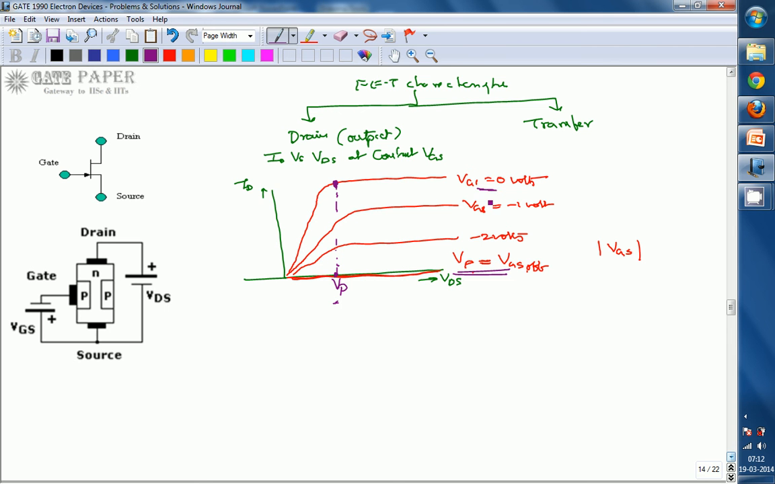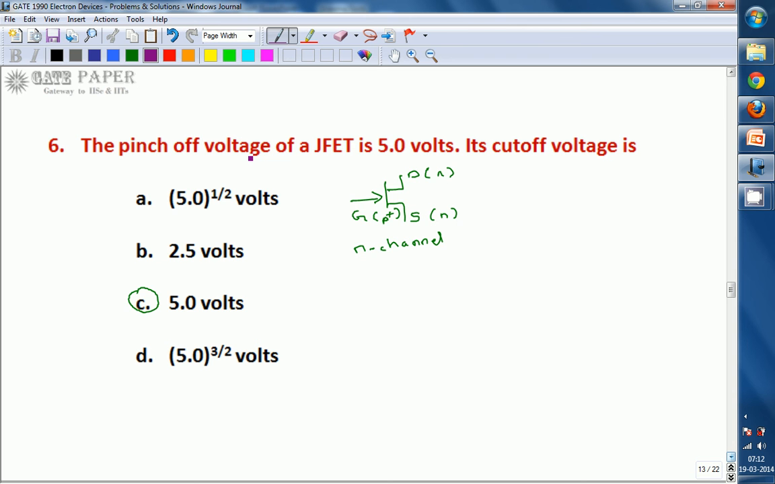So from this we can say that for a JFET, VP, the pinch off voltage, is the same as the gate to source cutoff voltage. So the cutoff voltage of a JFET is the same as the pinch off voltage. The answer for the given question: the pinch off voltage of the JFET is 5 volts. If so, then the cutoff voltage is also 5 volts.